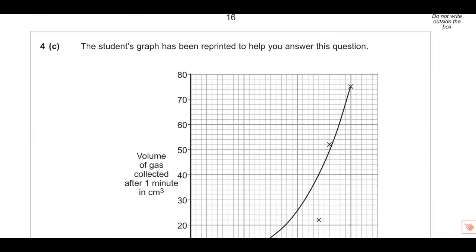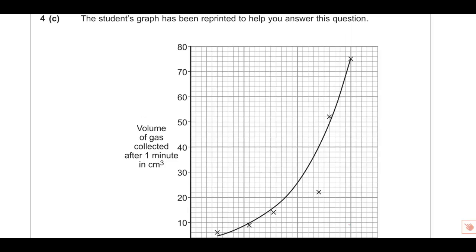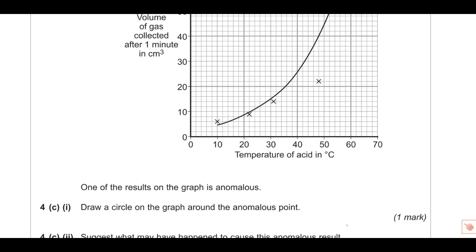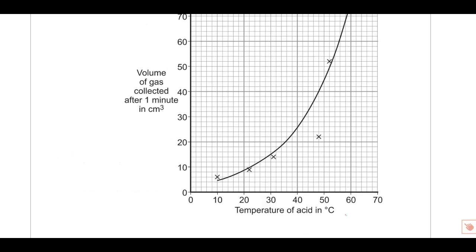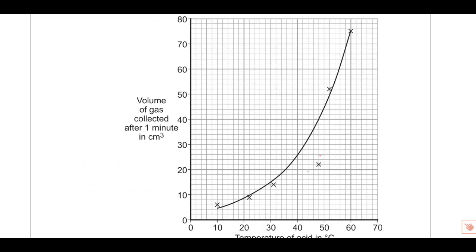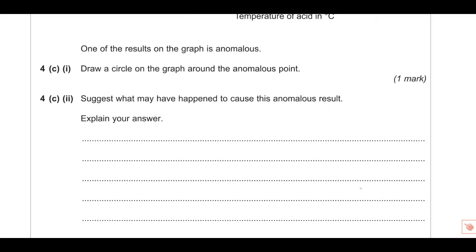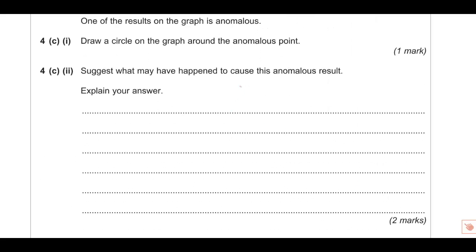Question 4 continues. Nice long questions on this one. We're getting our graph back again. So the student's graph has been reprinted to help with this question. Very nice of them. What's going to happen? One of the results on the graph is anomalous. Draw a circle. 1 mark for circling the anomalous point. Well, I wonder where it is. It's clearly that point there. You've just earned yourself a mark. Very, very easy mark. And this is a very, very good question, because it's asking what may have happened in order to cause, so suggest what may have happened to cause this anomalous result.